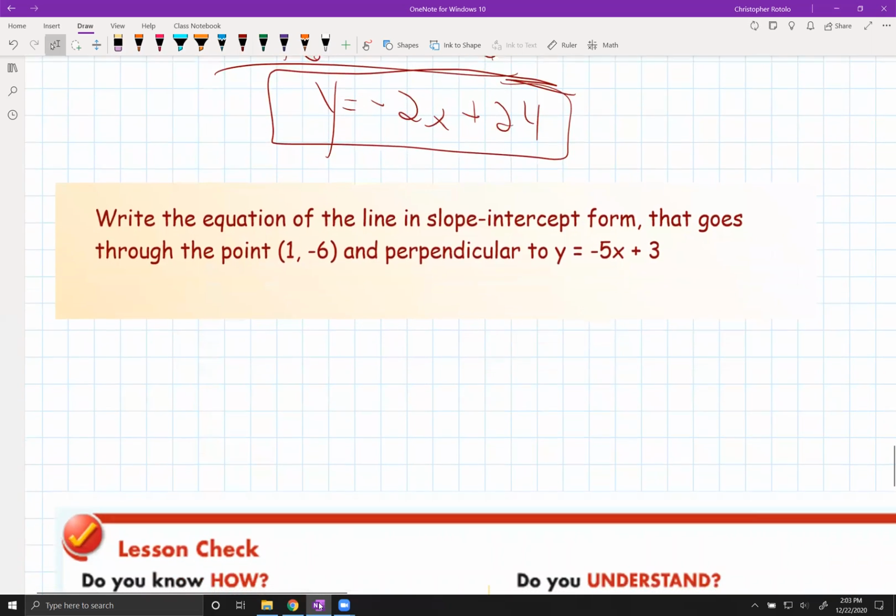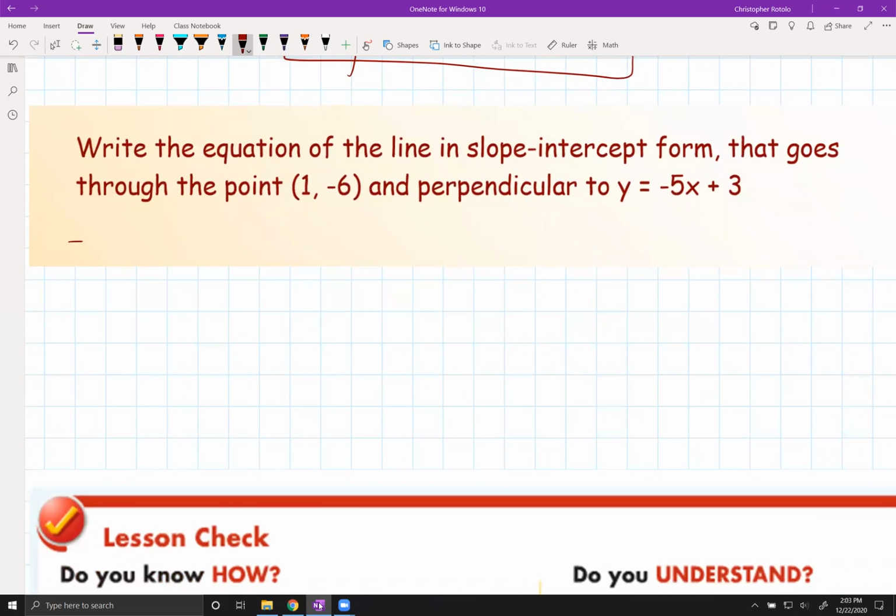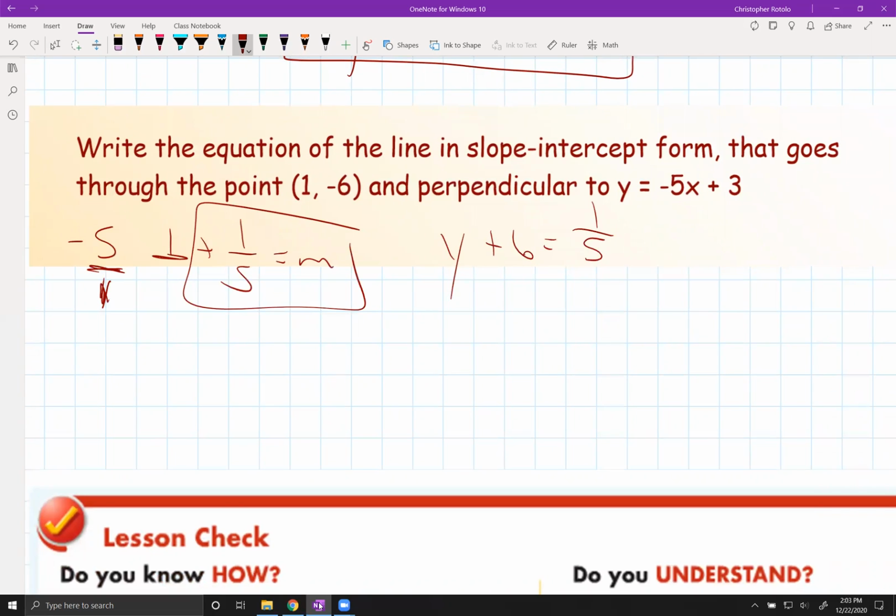Write the equation in slope-intercept form. So same thing, perpendicular. So -5, I want to be perpendicular to that. So I'm going to, again, put it over 1. So it's 1/5, and it should be positive. So that's my new slope. Y plus 6 equals 1/5, x minus 1. Distribute. 1/5 x minus 1/5 equals y plus 6.